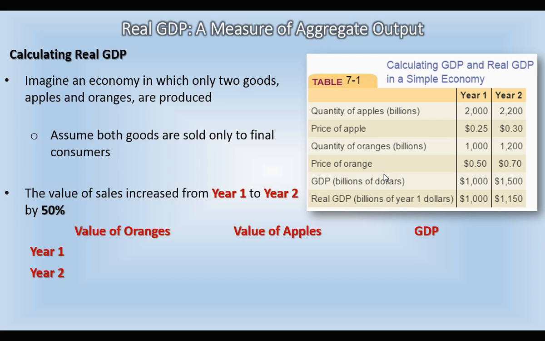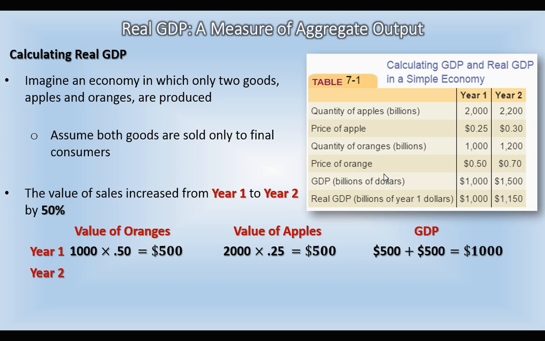In year 1, we had the value of oranges, which is the amount of oranges times their prices. Oranges, we had 1,000. Their prices that first year were 50 cents. And so the value of all oranges that first year is equal to $500. Apples that first year, we had 2,000 sold at a price of 25 cents each. Therefore, the value of apples was also $500 for that year. And therefore, GDP in this very simplified world in which only apples and oranges are produced is equal to the sum of these two values, which is $1,000.